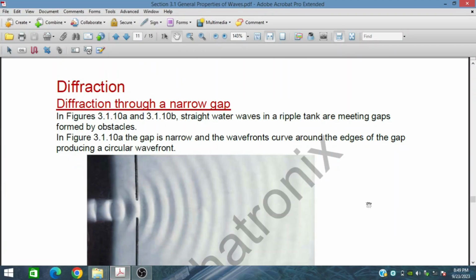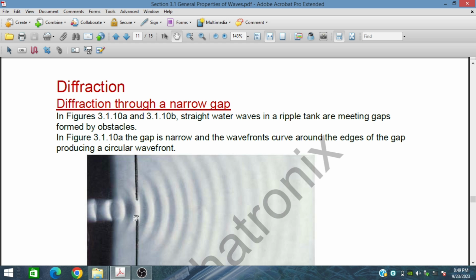Bismillahirrahmanirrahim. In this session, we will discuss diffraction of waves, the diffraction through a narrow gap. In figures 3.10a and 3.10b, straight water waves in a ripple tank are meeting gaps formed by obstacles.